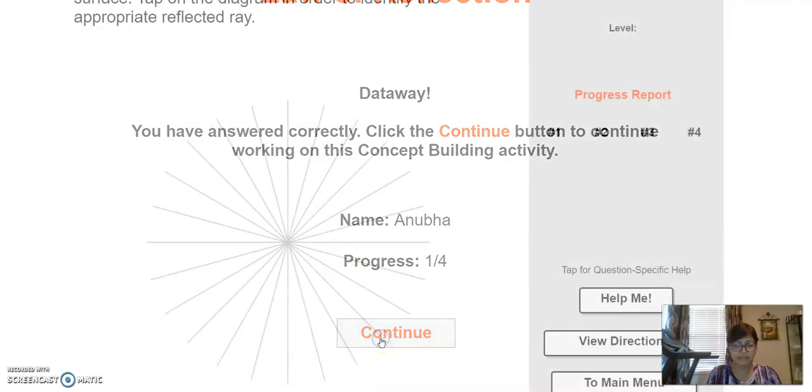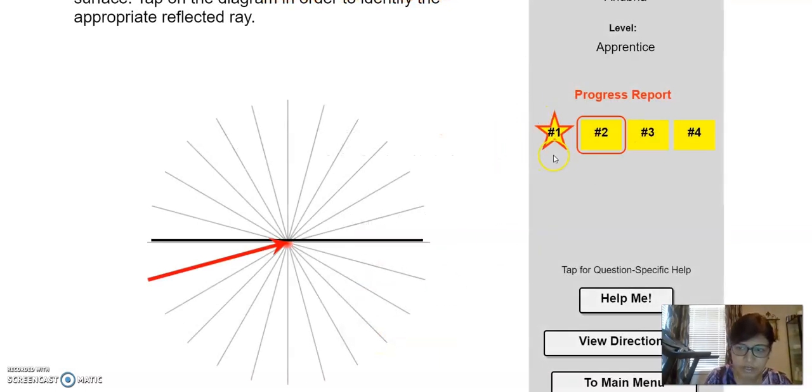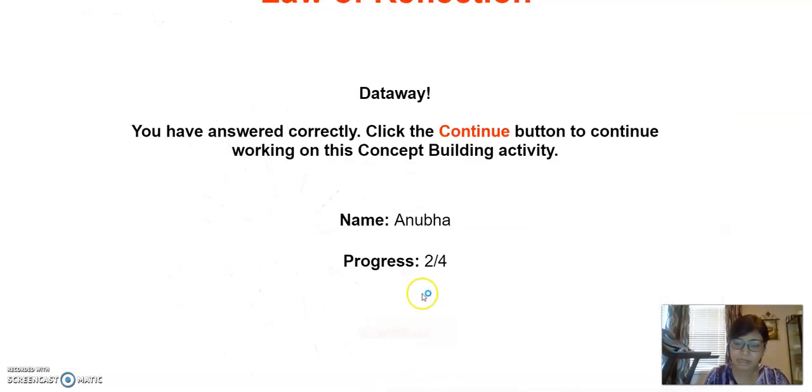When you get it correctly, you'll get a star every time. Now my normal will always be perpendicular to the mirror, so 1, 2, 3, 4, 5. And the reflected ray, according to me, should pass from here. Let's keep clicking until I get to the right answer. Oh, that's the one. Check. Yes, it's correct. I hope you got the idea how to work on this.